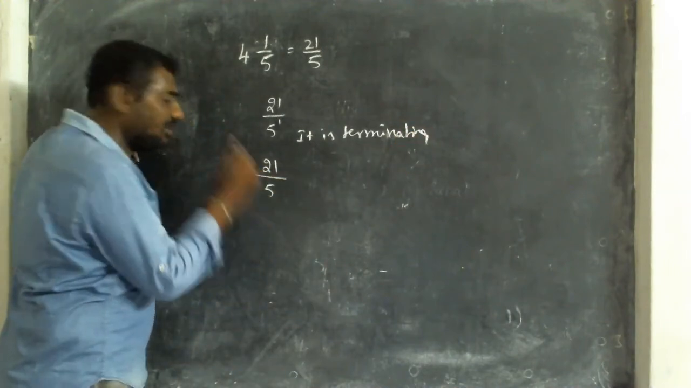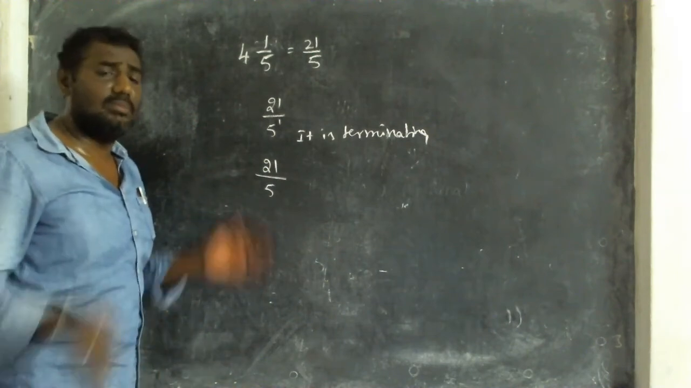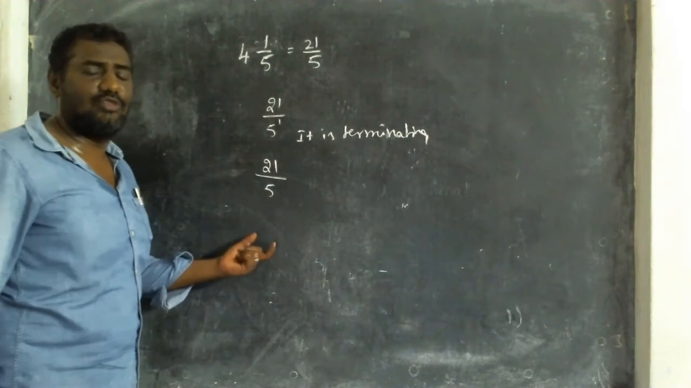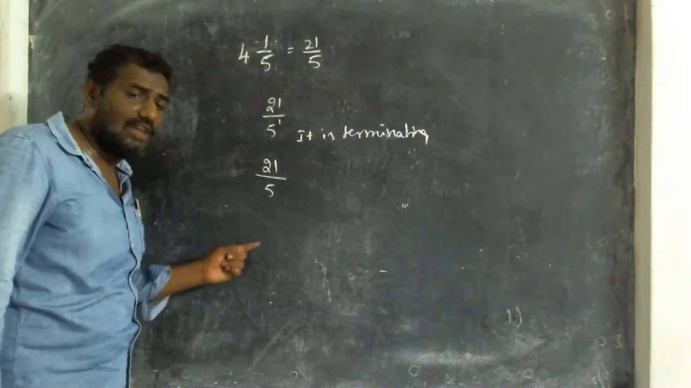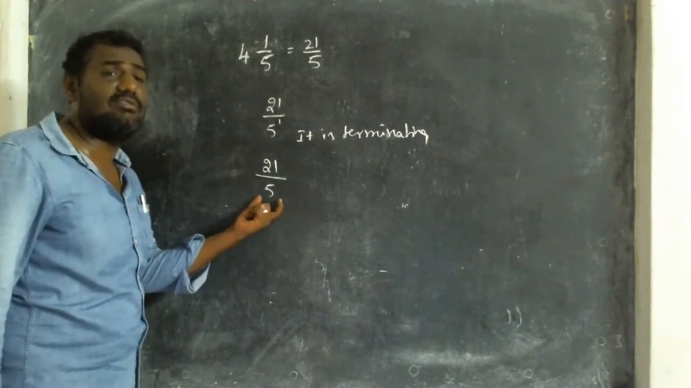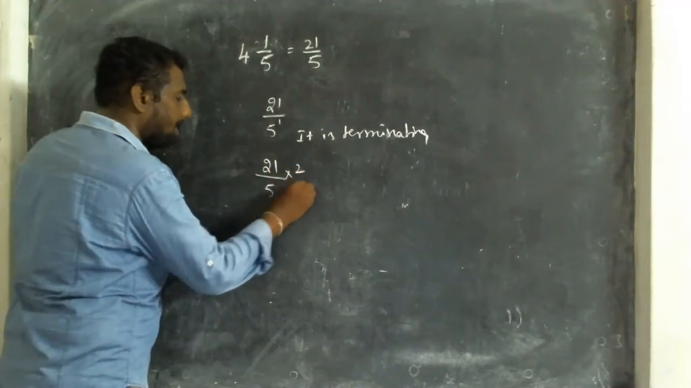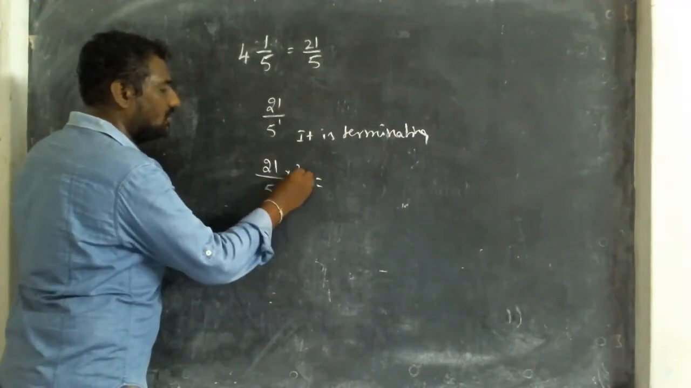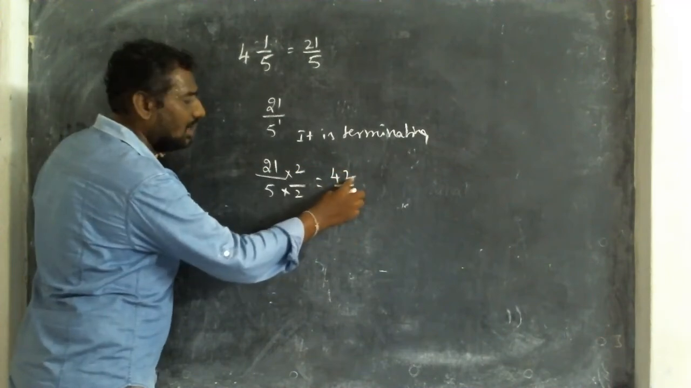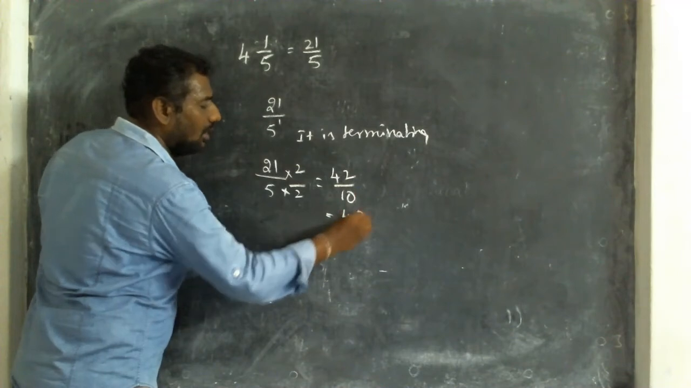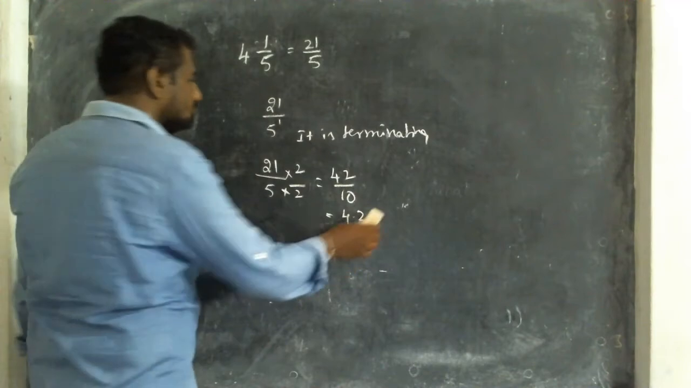21 by 5. How many 5s are there? 1 five. So in the denominator we should have that many 2s. How many 2s are there, that many 5s must be there. In the previous problem 2s were there, we multiplied with 5. Now here 5 is there, you have to multiply with 2. 1 five, so you multiply with 1 two: 2 by 2. 21 twos are 42. Here 5 twos are 10. Only one zero. Count from here: after 1, we have to put the decimal. That is 4.2. Is that terminating? We'll do one more.